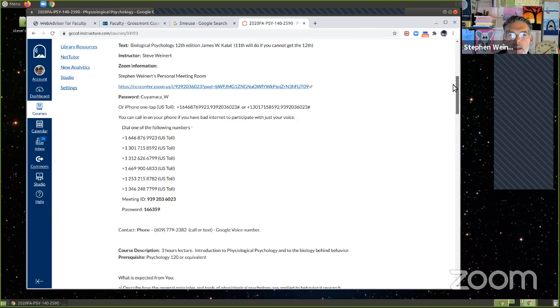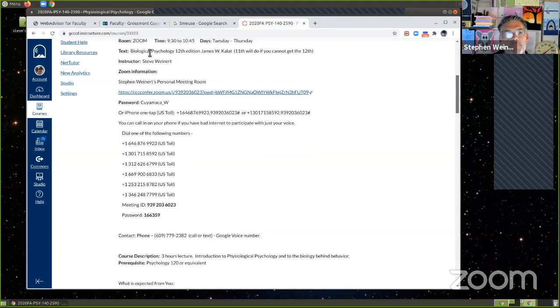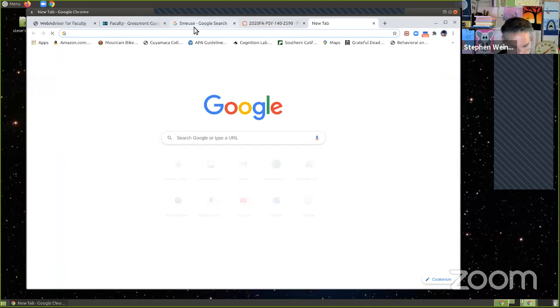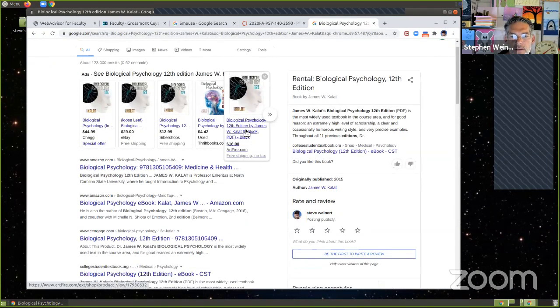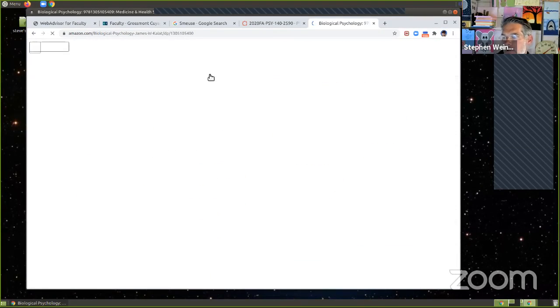For some reason, if you lose it and you can't find it, the textbook right here. Let's see what the world has to offer for our textbook right now. It looks like you can rent it for not too much money, 12th edition. I really hate digital textbooks myself. So that's interesting. Ebook PDF for 16 bucks. Anyway, you could probably find it pretty inexpensively. I think our bookstore is selling it for $200.